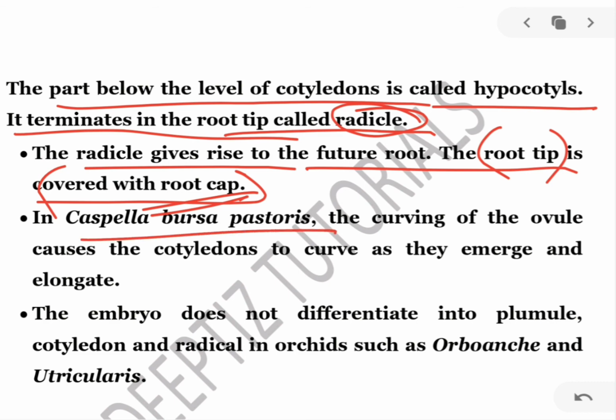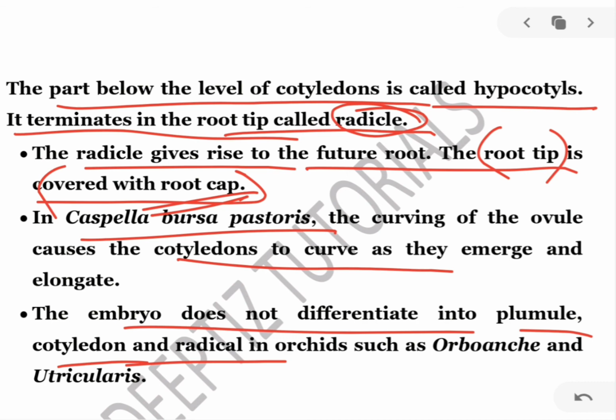Now some different cases are given here. In some, even the cotyledon curves as it emerges, and in some cases there is no differentiation into plumule, cotyledon and radicle, as in the case of orchids. So this much about the dicot embryogeny.